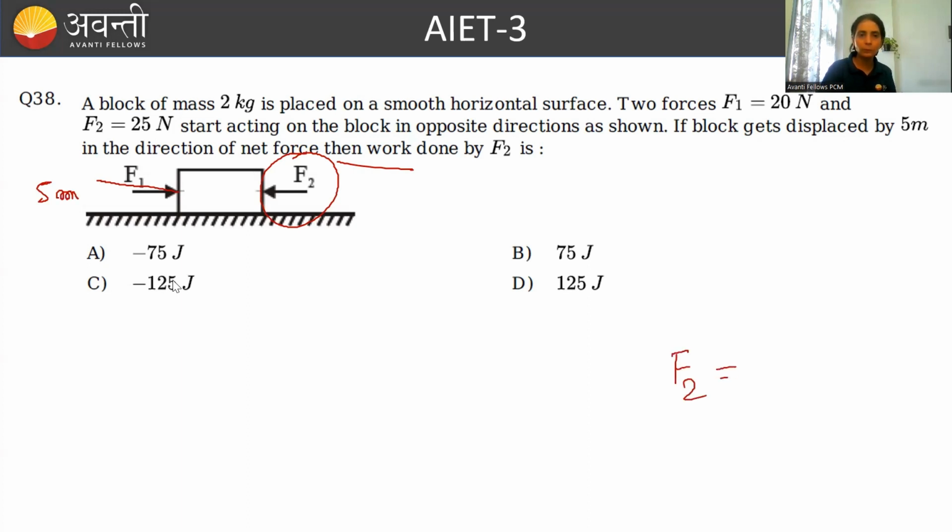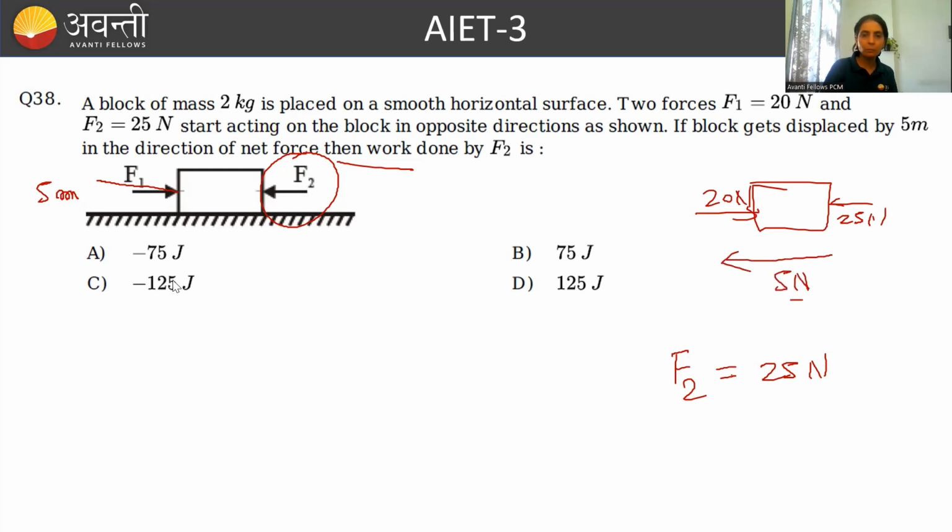F2 is 25 Newton and F1 is 20 Newton. So the net force of 5 Newton will act in this direction, and the block will move in this direction. So the displacement of 5 meter will be in this direction and the 25 Newton force is acting in this direction. So what will the work done be? Work done will be F dot ds.